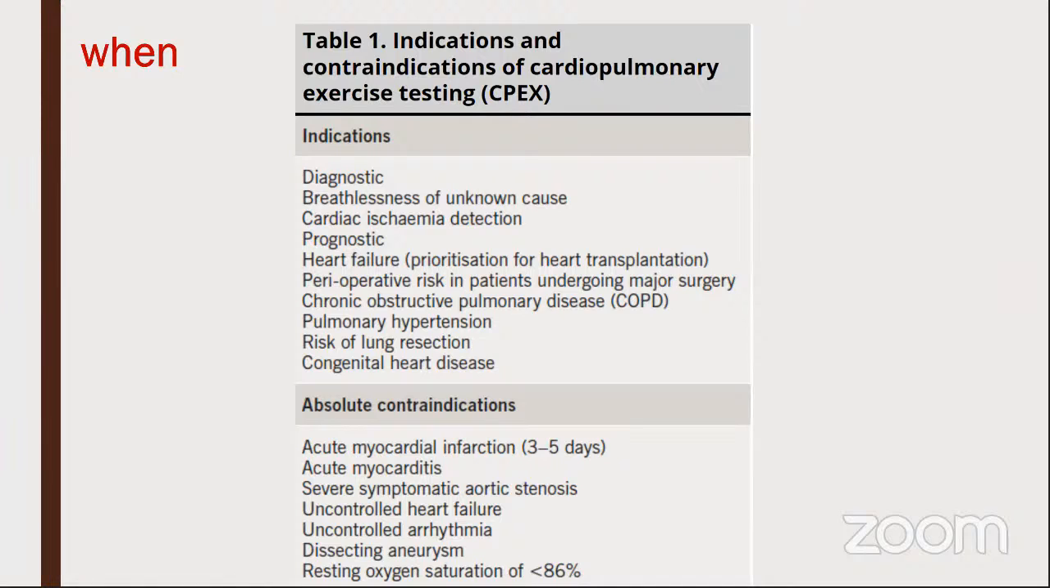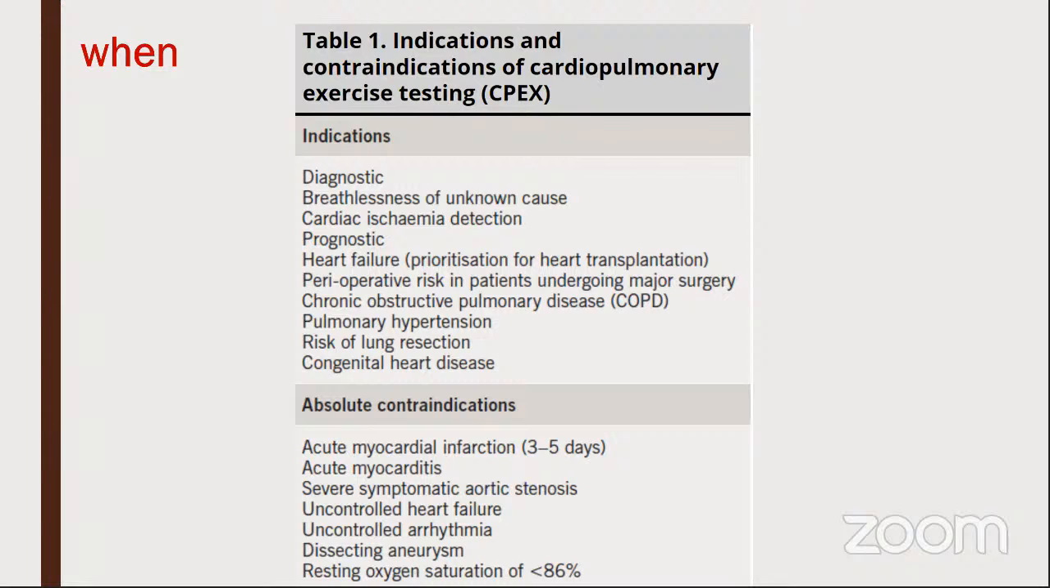There are some contraindications. The important contraindications are exactly the same as for any other exercise test: very recent acute myocardial infarction, recent acute myocarditis, severe symptomatic aortic stenosis, uncontrolled heart failure with pulmonary edema, uncontrolled arrhythmia, dissecting aortic aneurysm, or severe hypoxia.